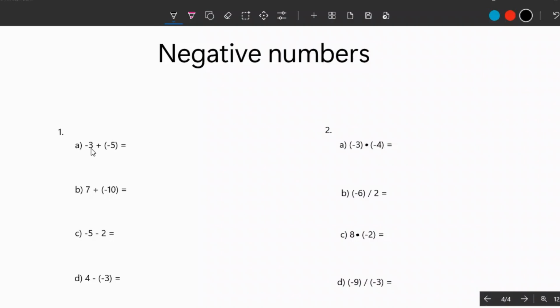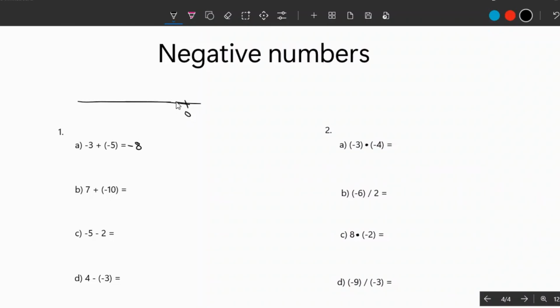We have -3 plus -5. We have a negative number plus a negative number, and we add a negative number. That means that we are going deeper into the minus. That will give us a -8. You can always draw a line.